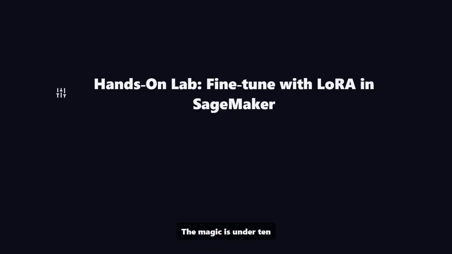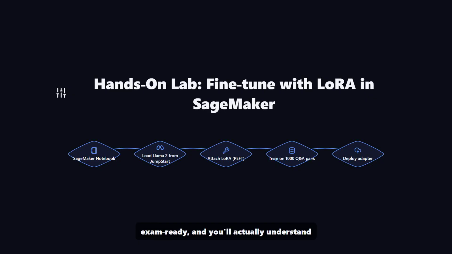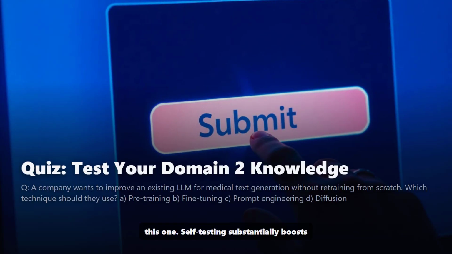The magic is under 10 lines of Python. In a SageMaker notebook, you load Llama 2 from JumpStart, wrap it with PEFT, attach LoRA adapters, train on your own Q&A dataset, and deploy. This hands-on lab makes the fine-tuning concept exam-ready, and you'll actually understand what low-rank adaptation does. Pause the video and tackle this one. Self-testing substantially boosts retention, so don't skip it. The exam loves to blur fine-tuning with pre-training.